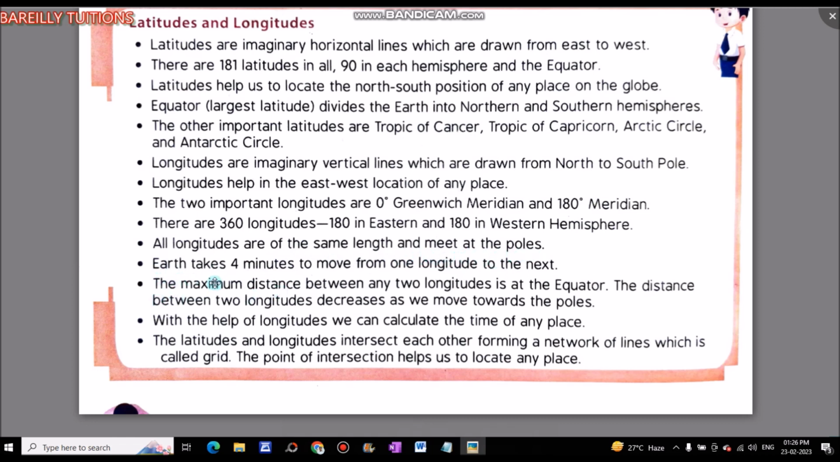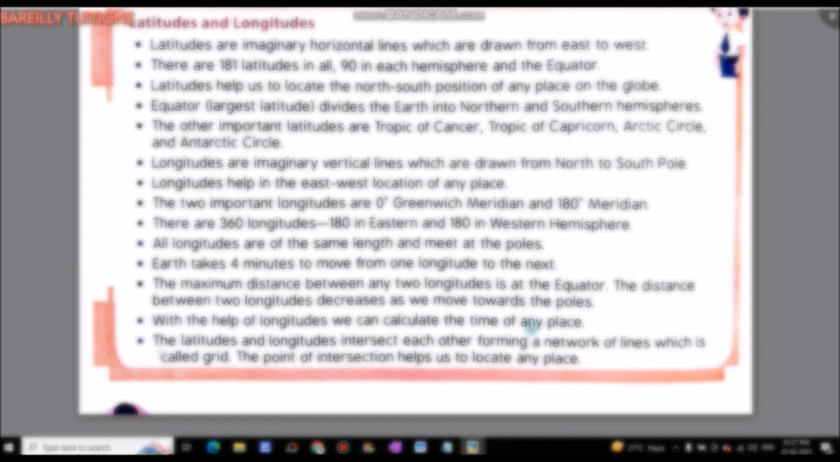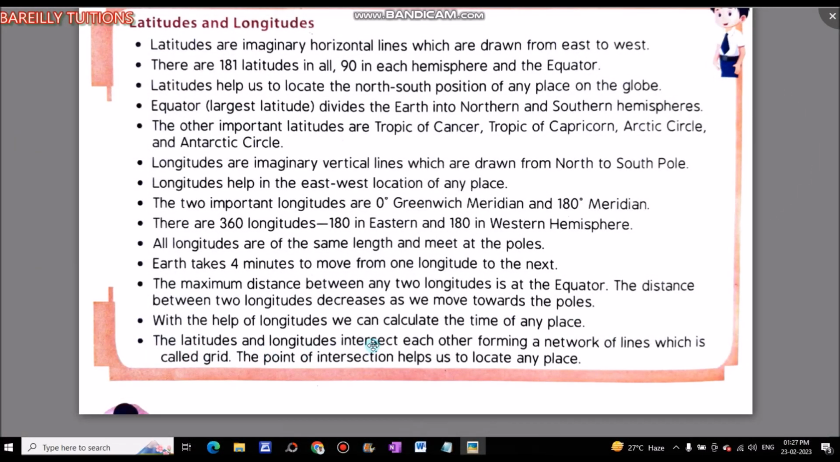The Earth takes 4 minutes to move from one longitude to the next. The maximum distance between any two longitudes is at the equator, and the distance between two longitudes decreases as we move towards the poles. With the help of longitudes, we can calculate the time of any place. The latitudes and longitudes intersect each other, forming a network of lines which is called a grid. The points of intersection help us to locate any place.